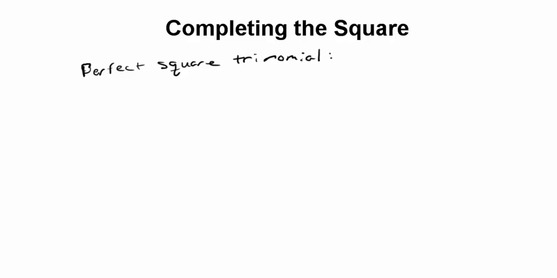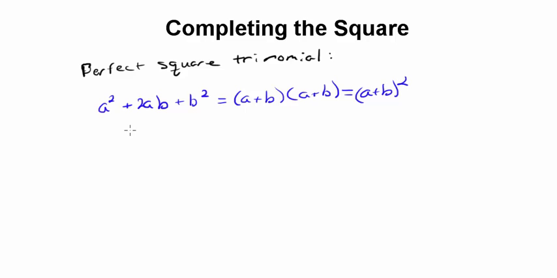And it takes two forms. So one form of your perfect square trinomial is a squared plus 2ab plus b squared. When you factor this a squared plus 2ab plus b squared, it actually factors to a plus b times a plus b. And what's special about these factors is that they are the same. So you can actually rewrite these factors as a plus b quantity squared.